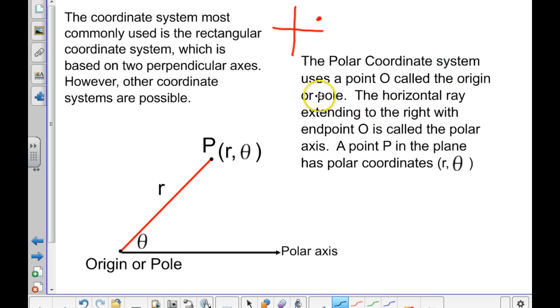Right, the polar coordinate system uses a pole. The origin is called the pole. Like, I don't know, the North Pole or what, but it's called the pole. Okay, the horizontal ray extending to the right is called the polar axis. It ends at the origin here, or starts at the origin and goes out this way. A point P is given by the radius, the distance out, and then the angle. This is backwards to me, okay, because you have to rotate first and then go out, but that's the way it's written.